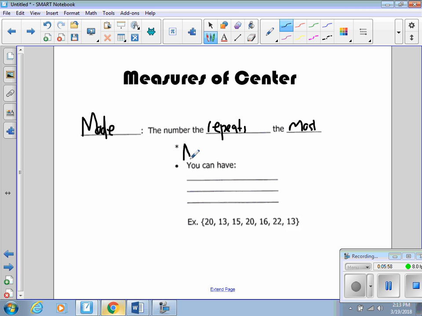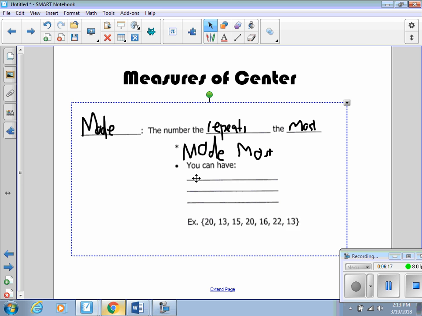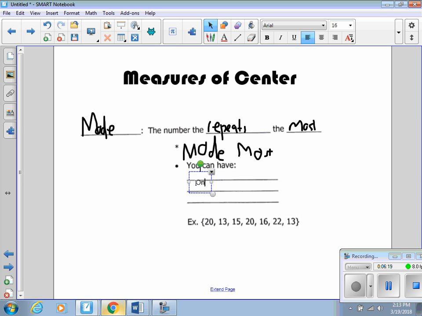And mode is M-O-D-E. And so it's most, M-O-S-T. Sorry. You can have a couple different things with mode. You can have one mode. You can have 2 or more modes. Or you could have no mode.